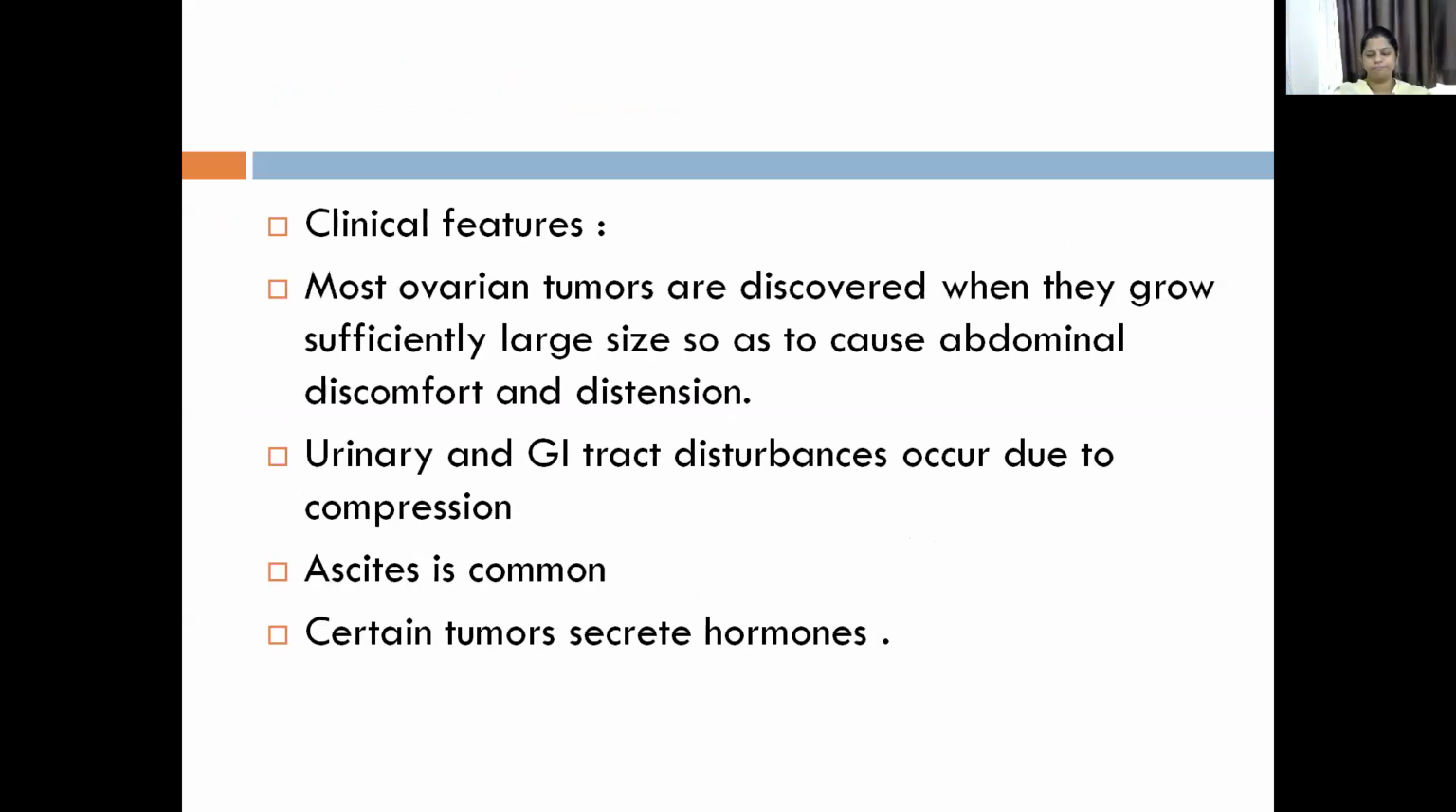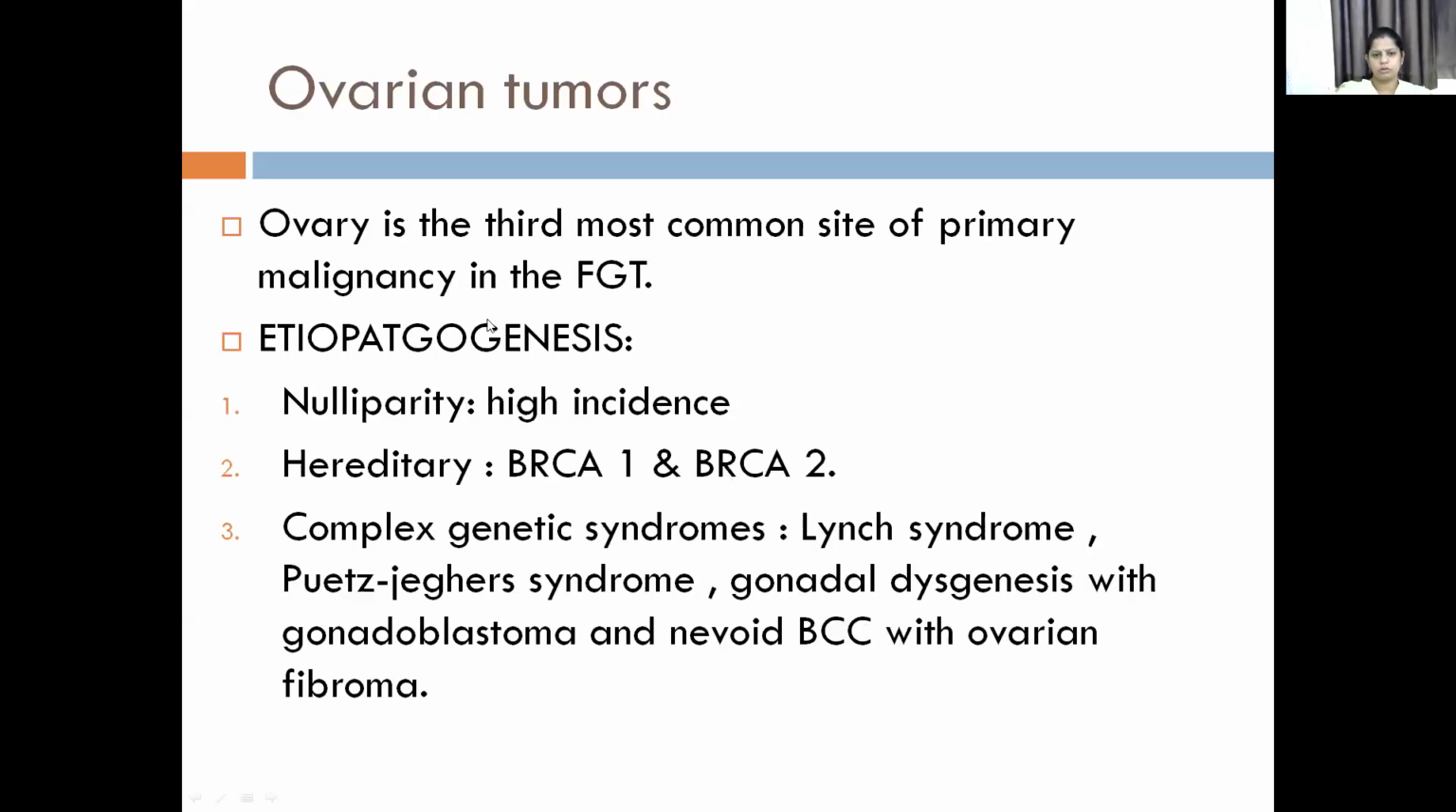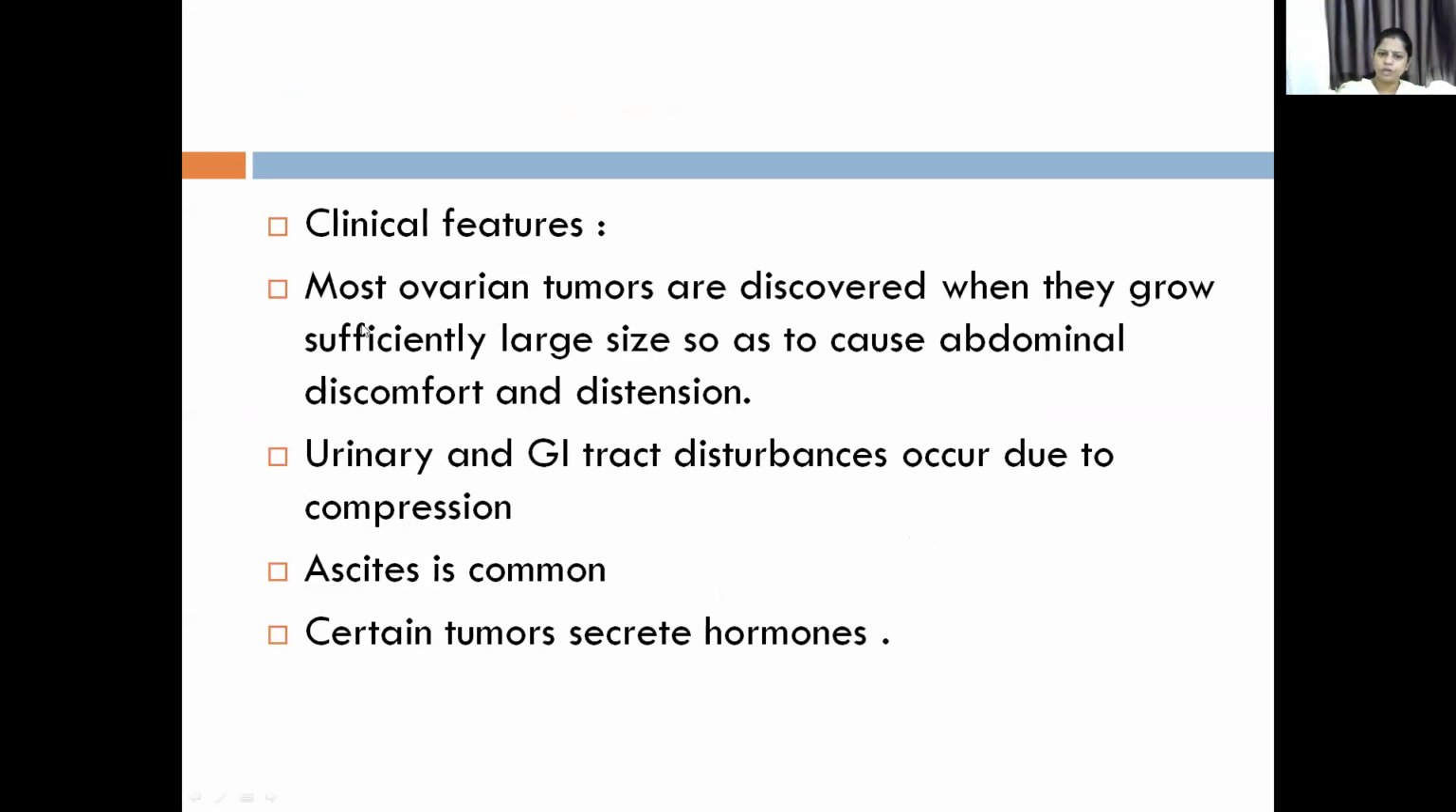Now, the clinical features. Most ovarian tumors are discovered only when they are of sufficiently large size to cause abdominal discomfort or distension. So they are rarely diagnosed when they are small. Usually, when they are diagnosed, they have increased to a sufficiently large size.